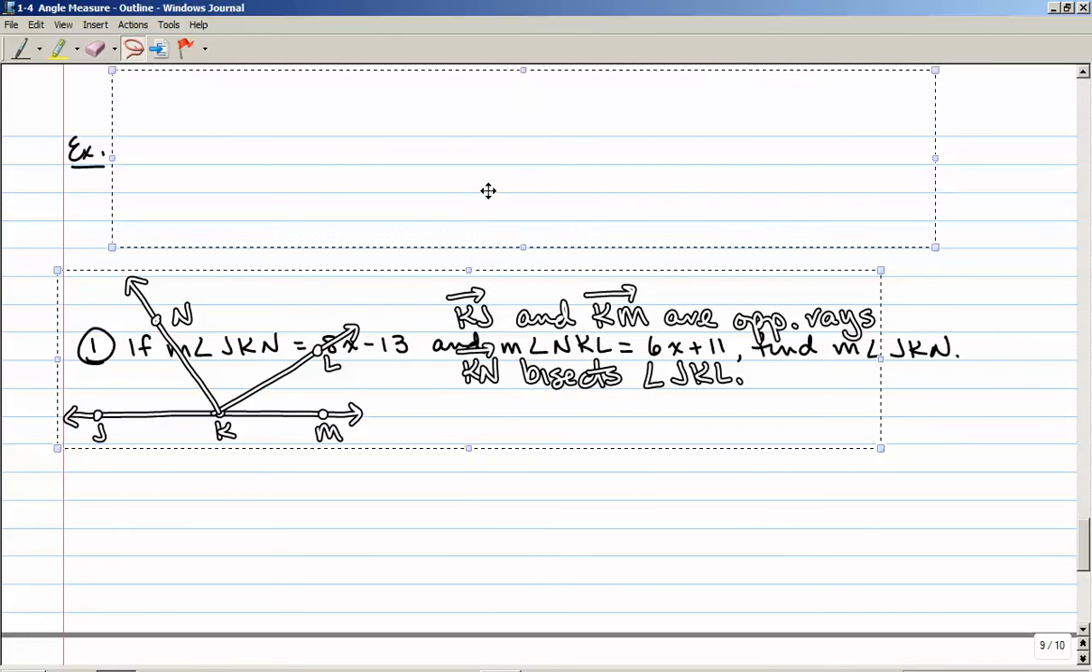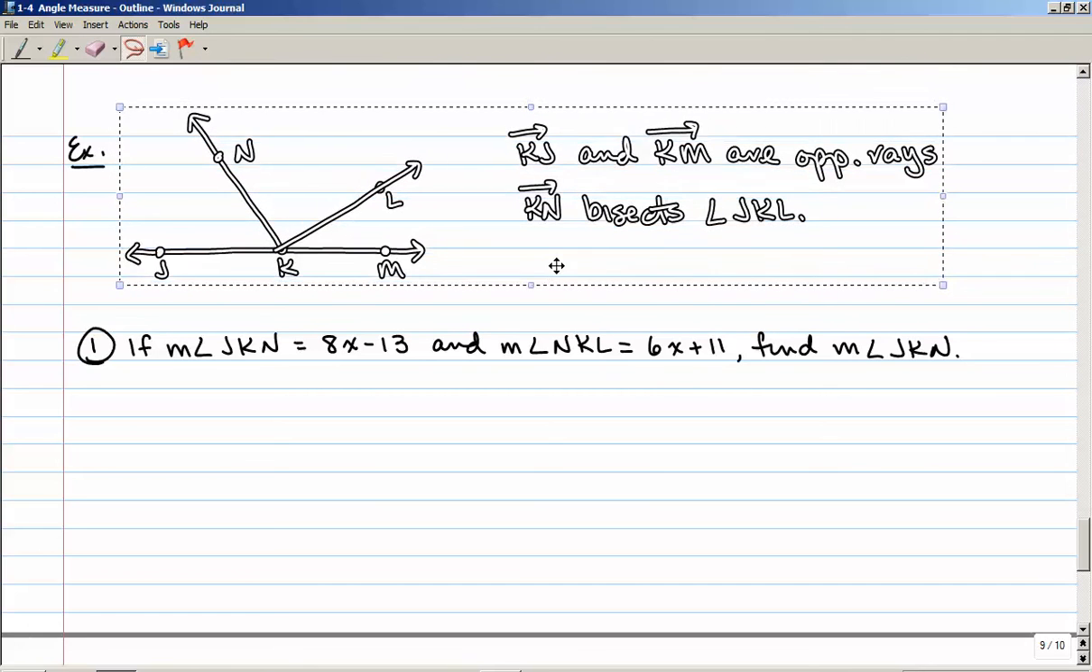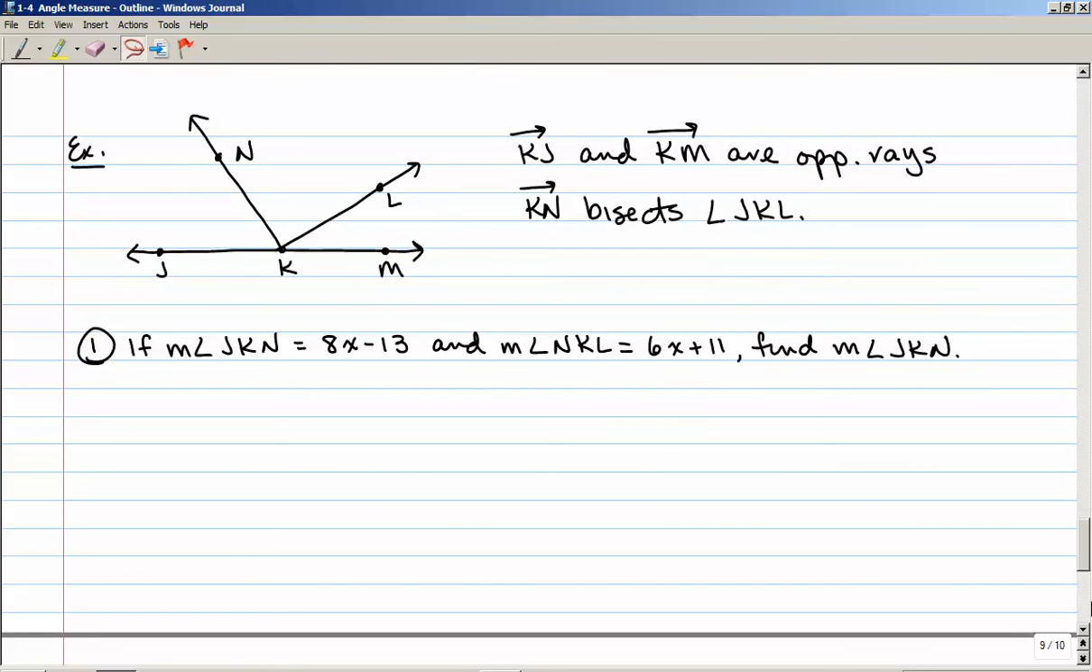Sorry about that. Okay, there's my diagram. Let me bring that down a little bit. Okay, there's my diagram. Sorry.